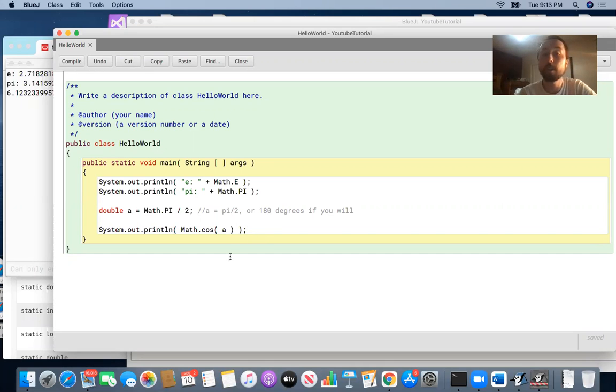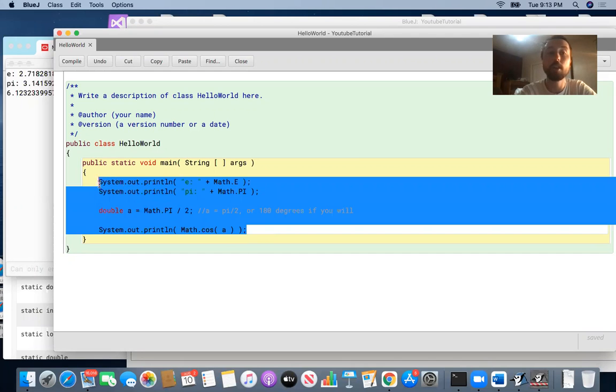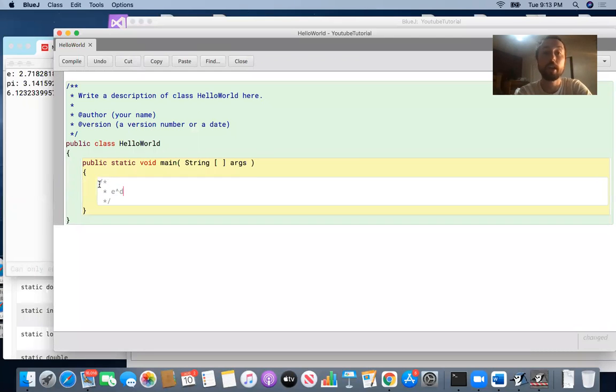What about the exponential function? We think about e to the x, right? So we know that e to the x is multiplying e by itself x times.